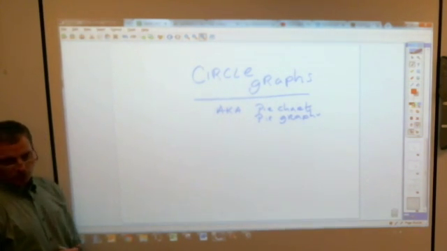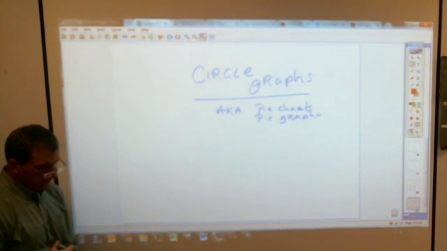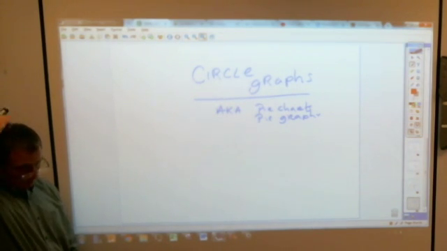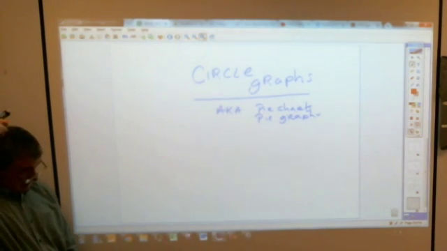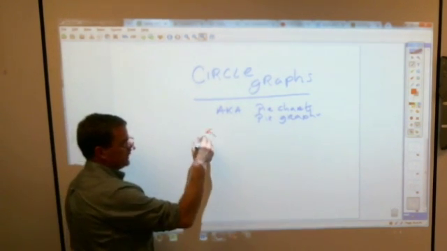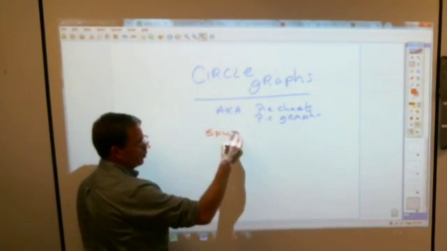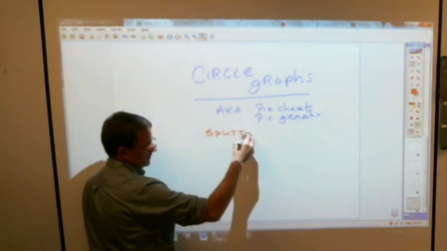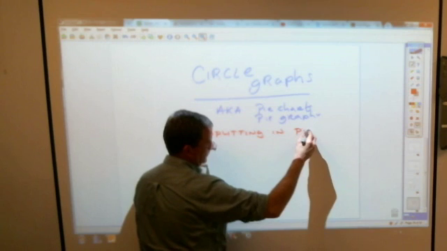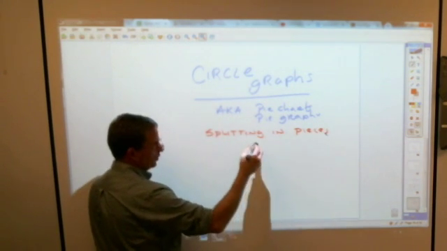Why would you use a circle graph instead of a pie graph, Charlie? Because it shows the percent. It does, but what are you doing in all pie graphs there? You can show percents. Pie charts are when you are splitting up something whole into pieces. Splitting a whole.